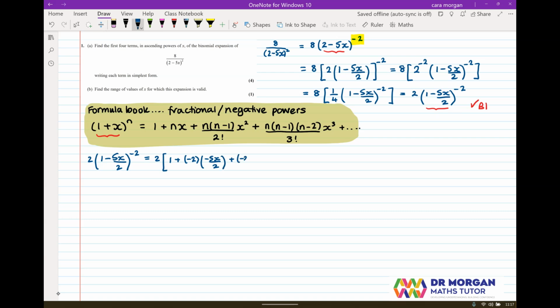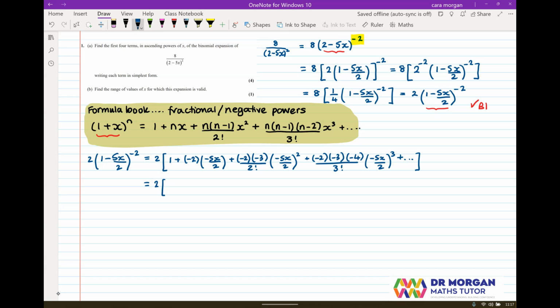Add (n minus 1) over 2 factorial. My x term is (negative 5x over 2) squared. Add (n minus 1)(n minus 2) over 3 factorial. My x term is being cubed. I know there's more if I chose to go on, but the question is only asking me for the first 4 terms, which is equal to 2 lots of.